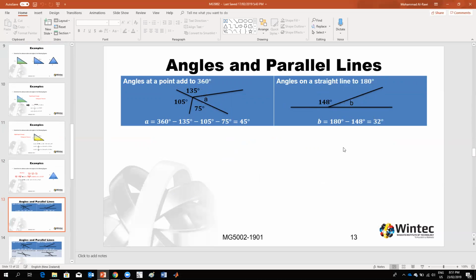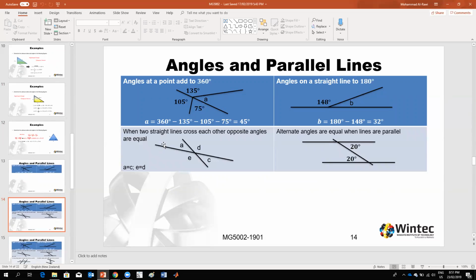It's very important to set up your calculators to degrees, not radians, because some calculators are set up by default to radians. So just before you start working on this, just make sure your calculator is set to degrees.